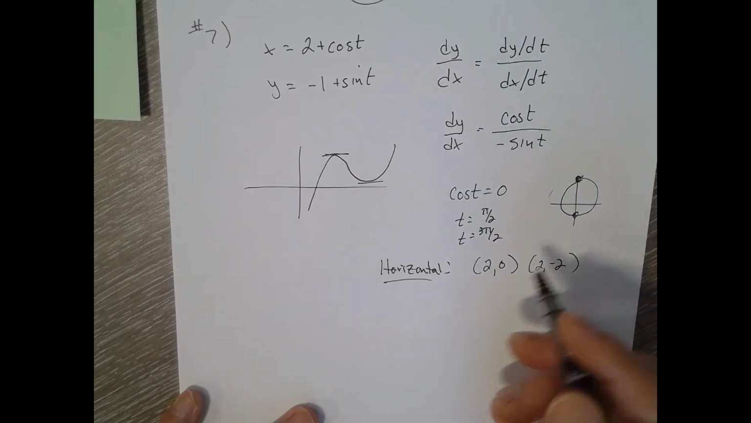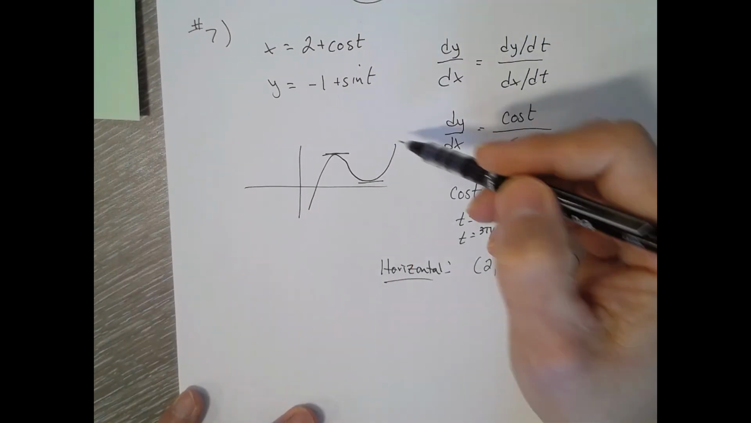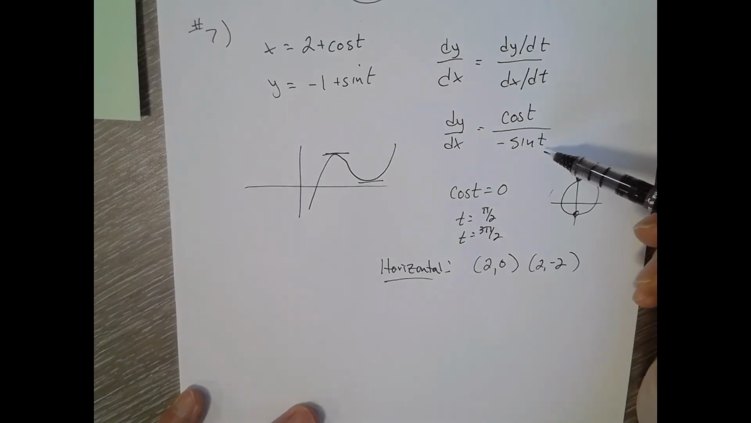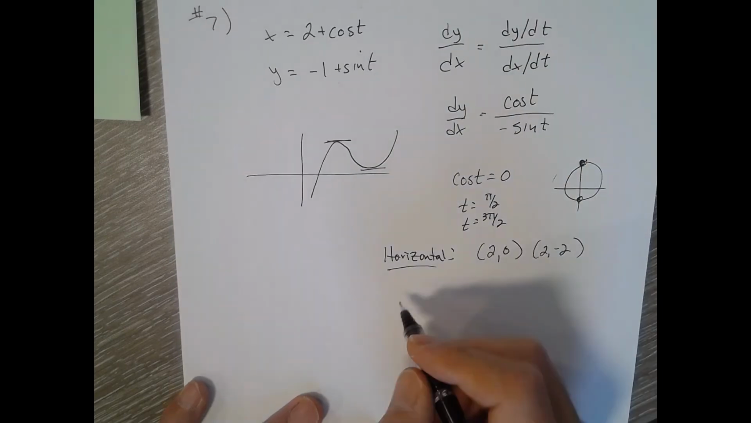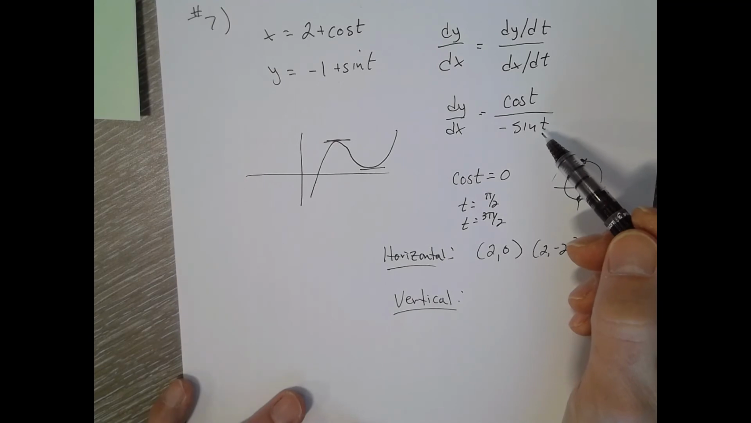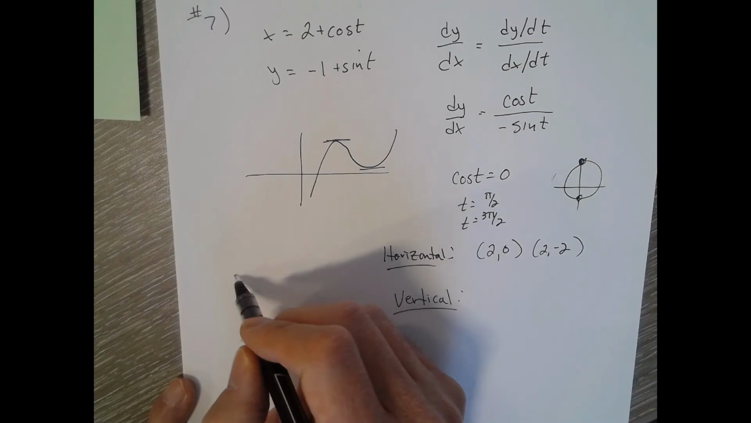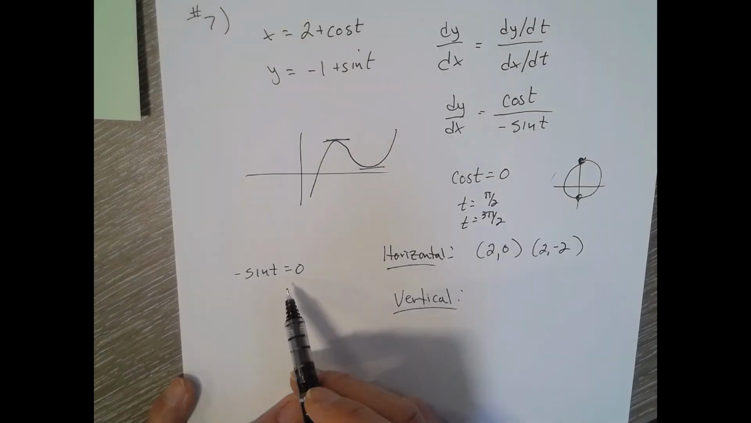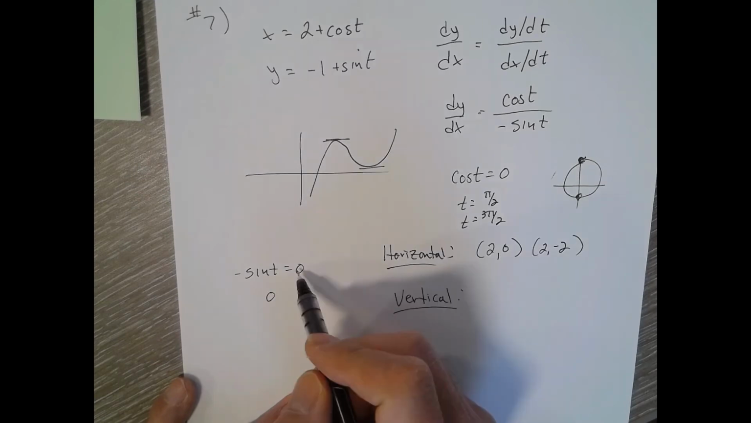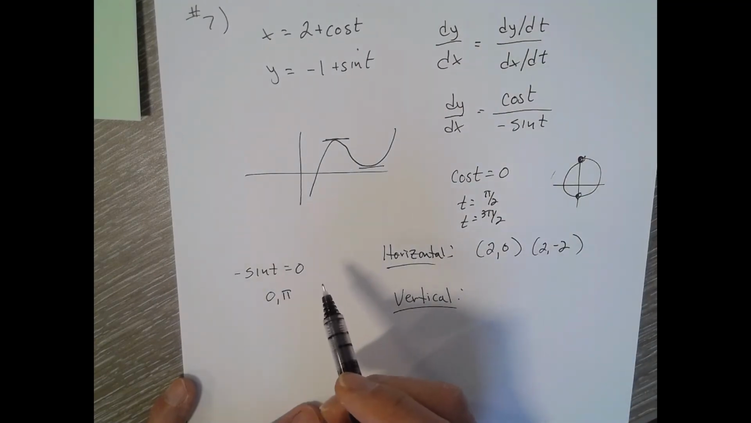Alright, so for vertical, if we want to know where it's vertical, that means the slope is undefined, or the bottom is 0. Okay, so B says, where is it vertical? That'll be where the bottom is 0. So for a vertical tangent, we want the bottom to be 0, so negative sine t equals 0. From 0 to 2 pi, it happens at 0, at pi, and then 2 pi, and so on. So the first 2 times it happens are at 0 and pi.